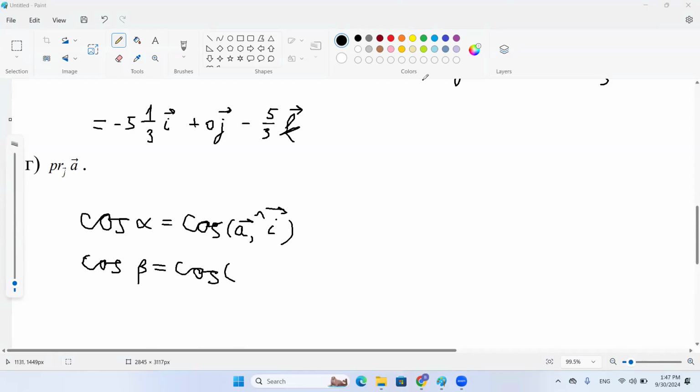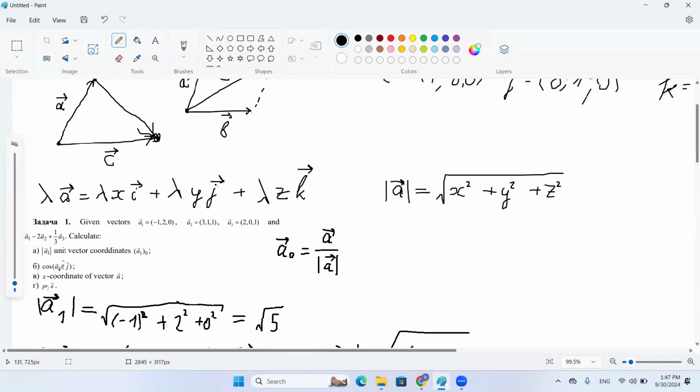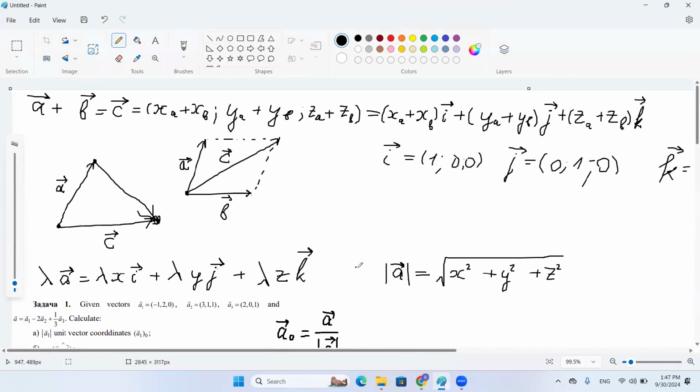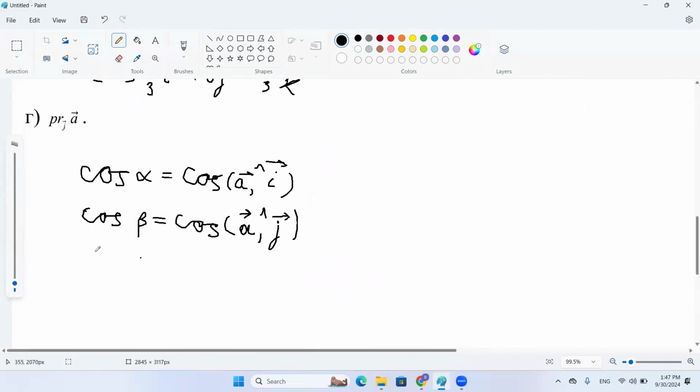By the way, raise your hand, Mikola. Okay, so now, Maxim, your turn. We just need to divide each coordinate by the module of this vector. Yeah, so ax divided by the module of a, and so on. So just to find the cosine between A1 and J, we need to know the coordinate of its unit vector, and its coordinate is 2 divided by the square root of 5, and that's it.